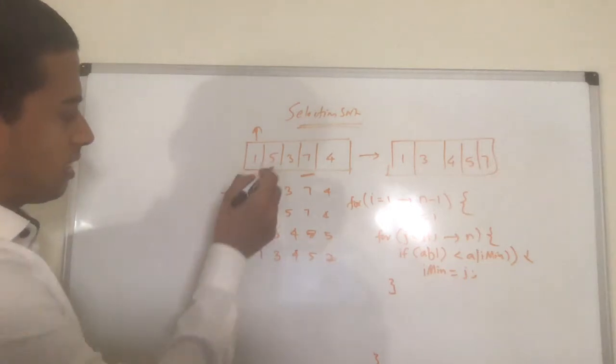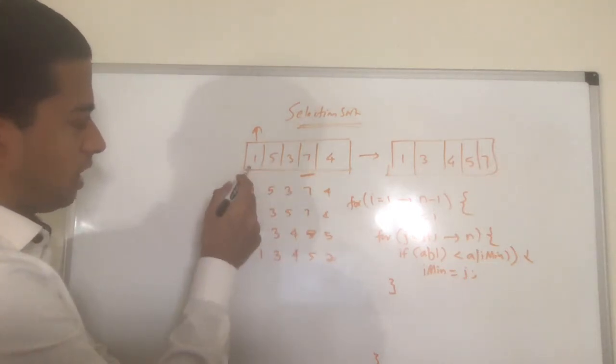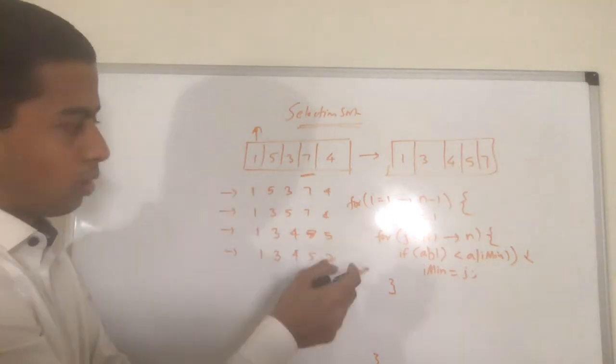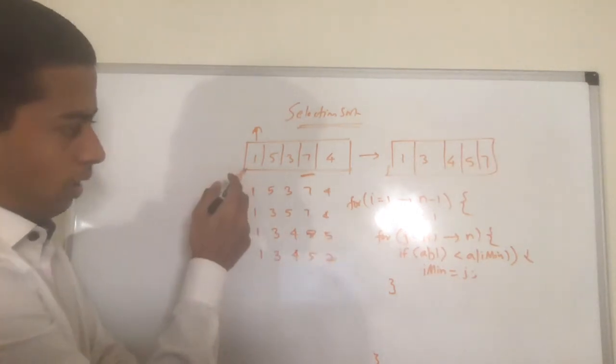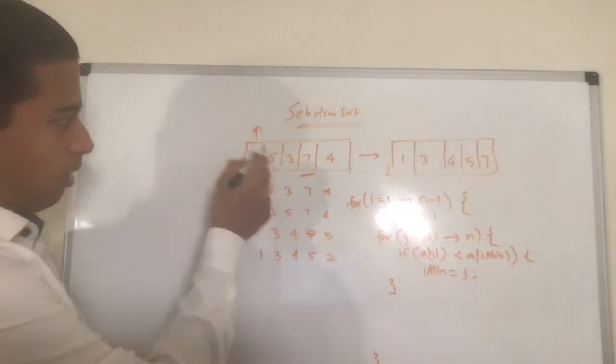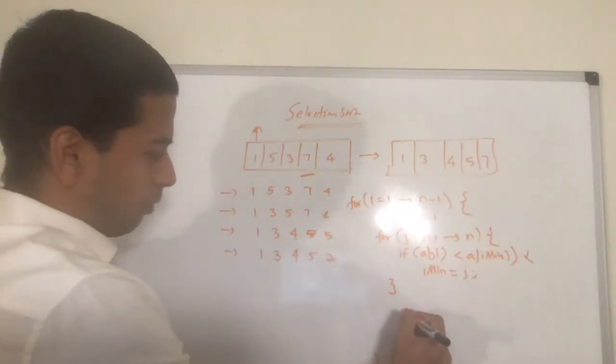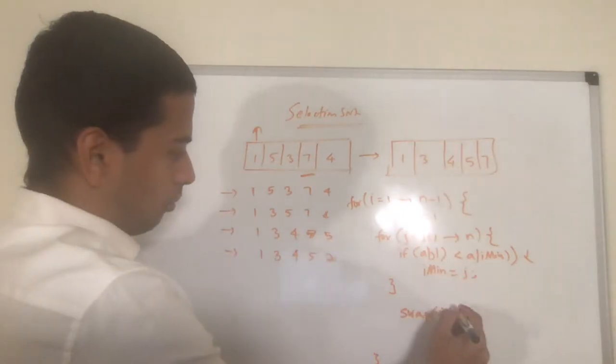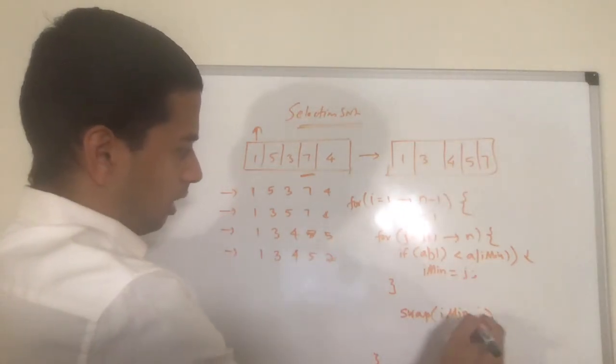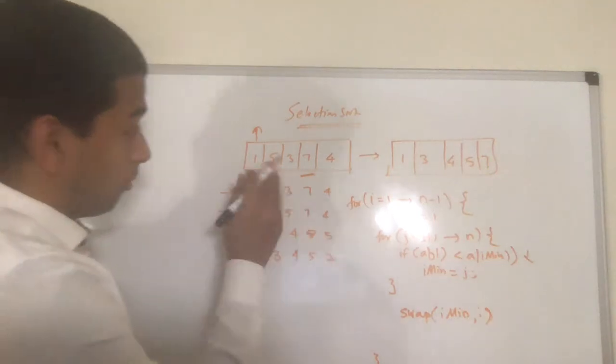Okay, in this case, in the first iteration everything will be false because I min is already the smallest, so it will always remain 1, so the final swap will be 1 swapped with 1, so there will be no effect. Finally I'm doing a swap of I min comma I on the array.